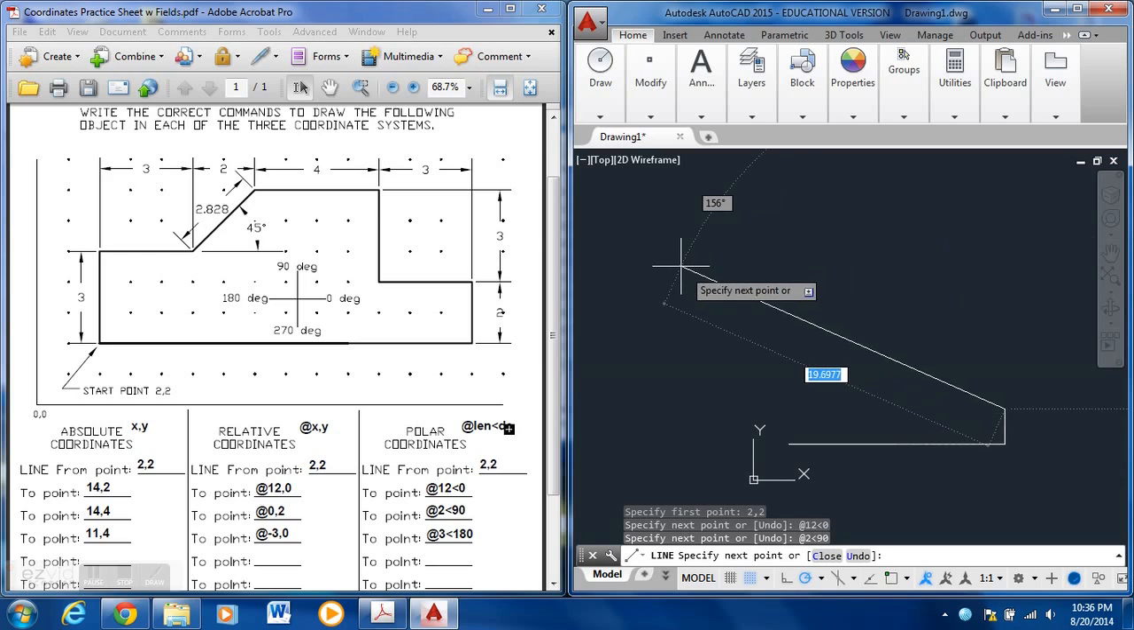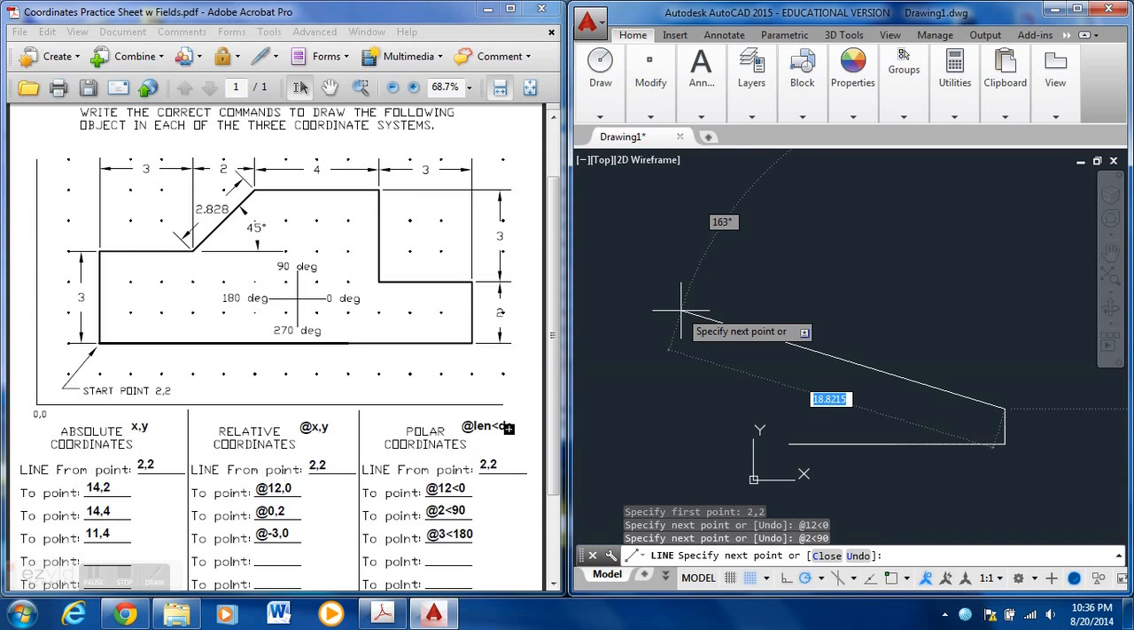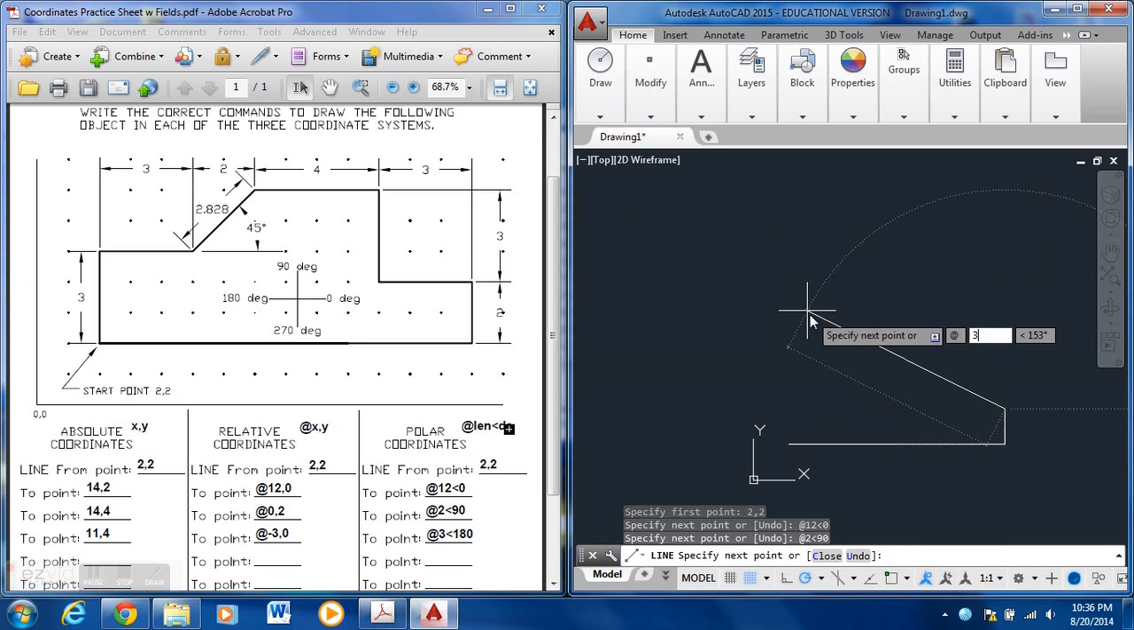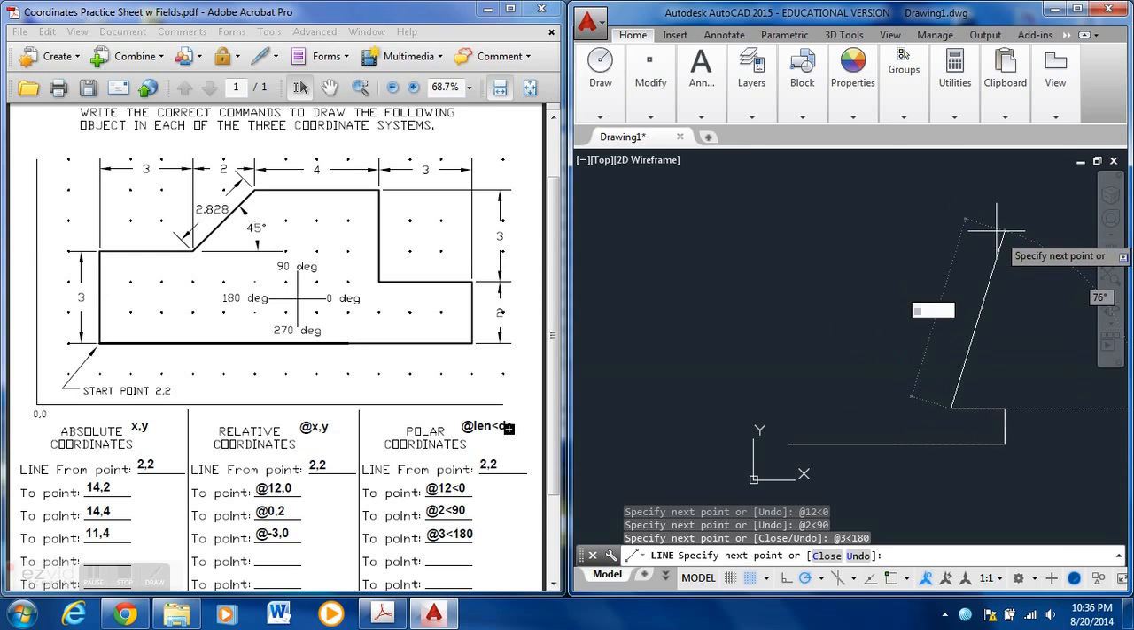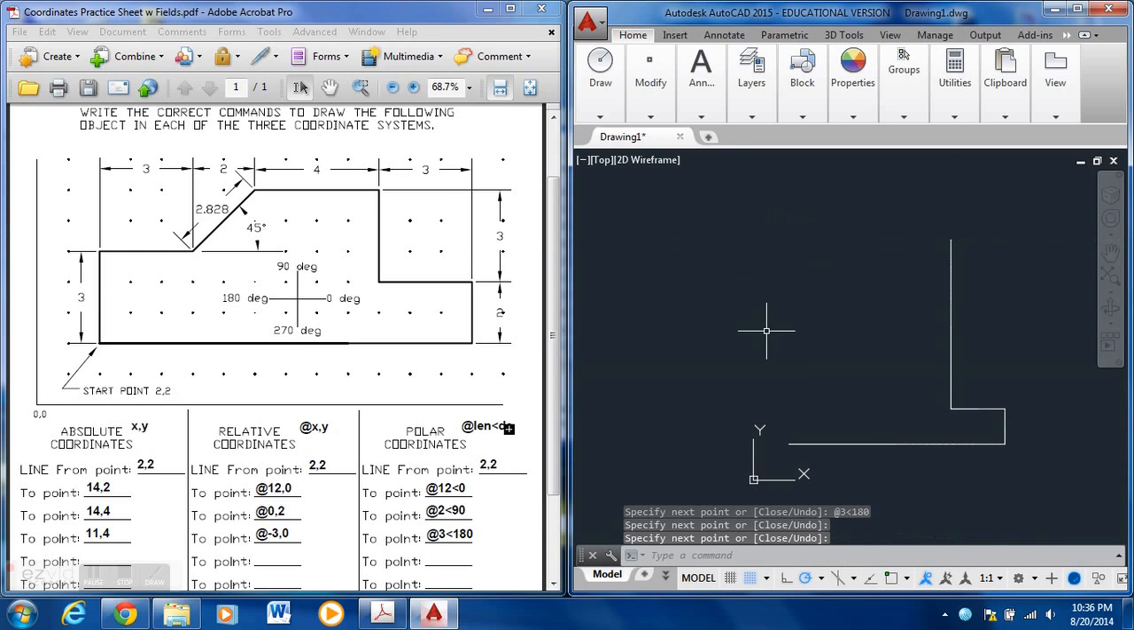enter. And the next one, we're going to bring it over 3 inches to the left, which is 180 degrees. So @3, shift comma, 180. Enter. And we would continue around to draw the shape that way as well. And there you have it, some basics of CAD. Remember that undo command so you don't have to get out of a line command. Good luck.